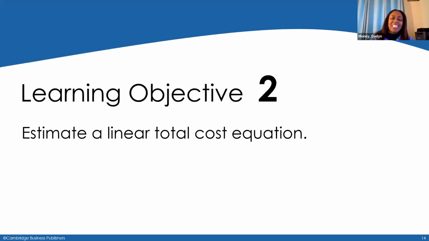Now, let's look at estimating our cost equation. We already have the foundation for this. We know that y equals mx plus b. We know what each one of those components mean. So let's jump right into it.